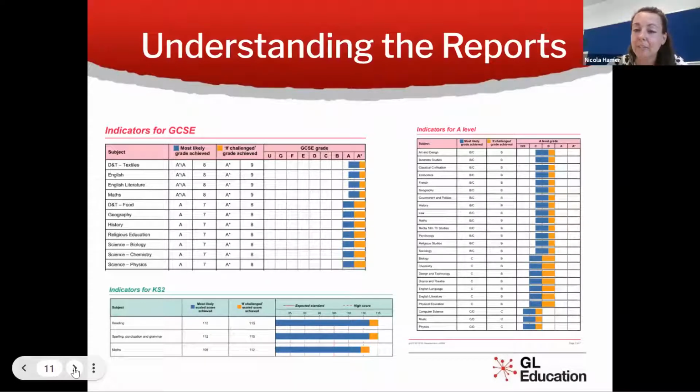The same goes for A-level. The same principle is applied, should I say, and also there for Key Stage 2. Is there anything that you want to add, sir?